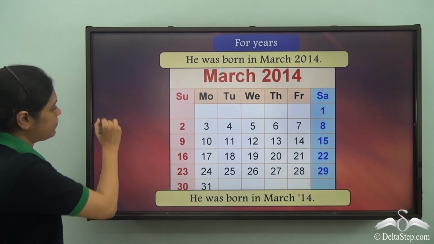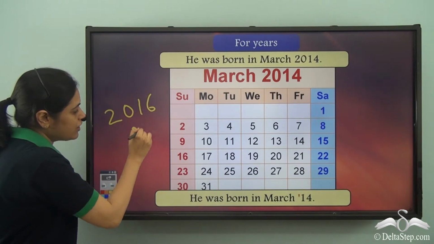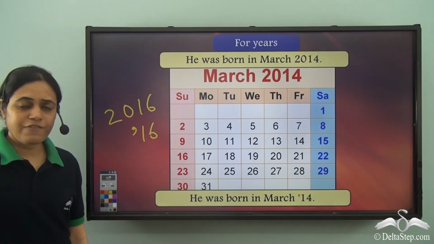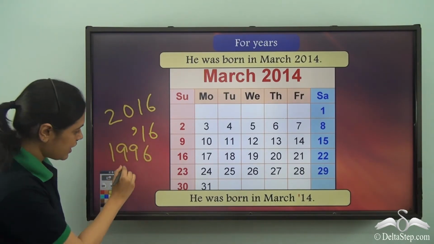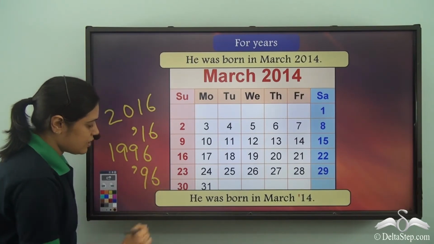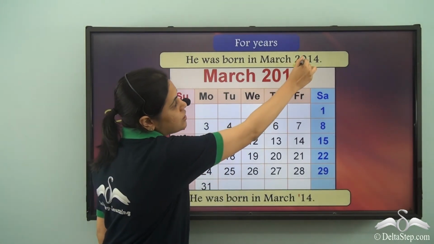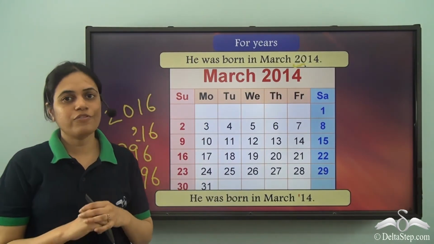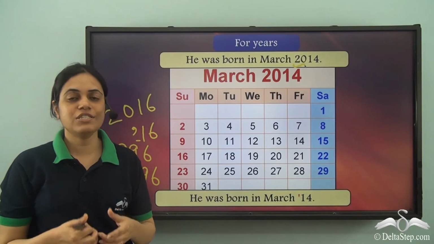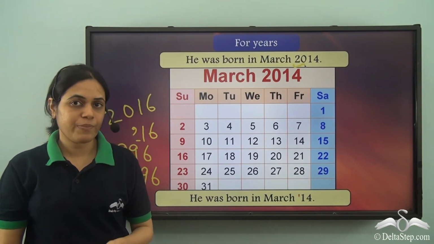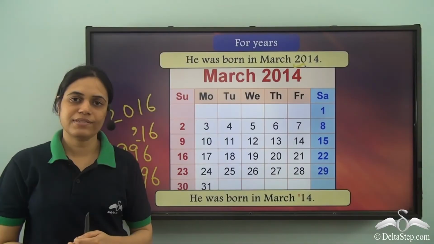So any year. If it is 2016, it can be written as apostrophe 16. If it is 90s, say 1996, then again I can write it as apostrophe 96. So in order to omit the first two digits of the year, I can use an apostrophe. So an apostrophe is used to show the plurals of numbers or letters. It is also used to indicate time and years.